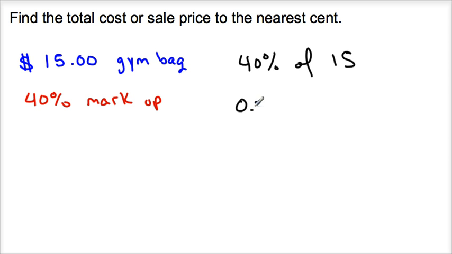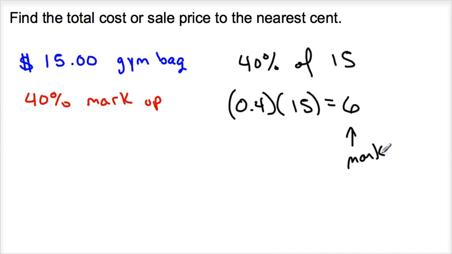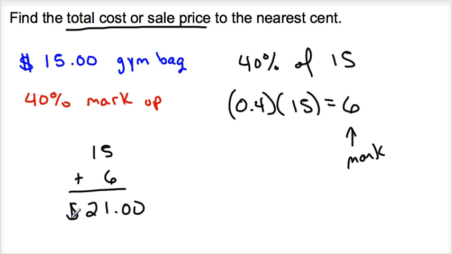So we're going to go 0.4 times 15, and 40% of $15, we should get an answer of 6. So $6 is my markup. What is the total cost or final sale price? Markup is one of those that we have to add back onto the price. So we have $15 plus the $6, and we have a final sale price of $21 for this gym bag.